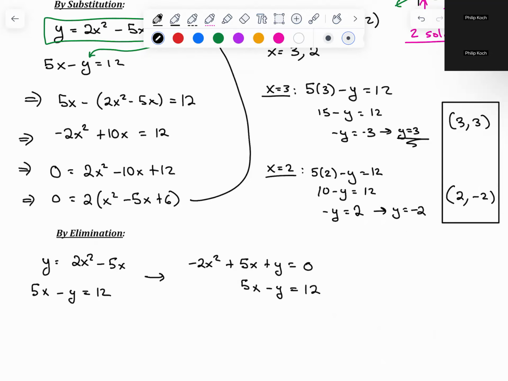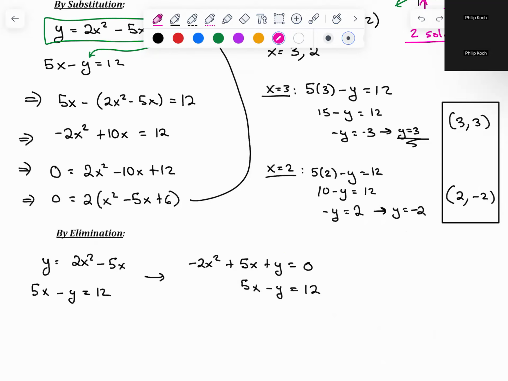However, just for the sake of argument, if this was y squared here, there would be no way to solve this equation with elimination. If there is no way to do it, you'll have to try substitution instead. But that's not the case here.